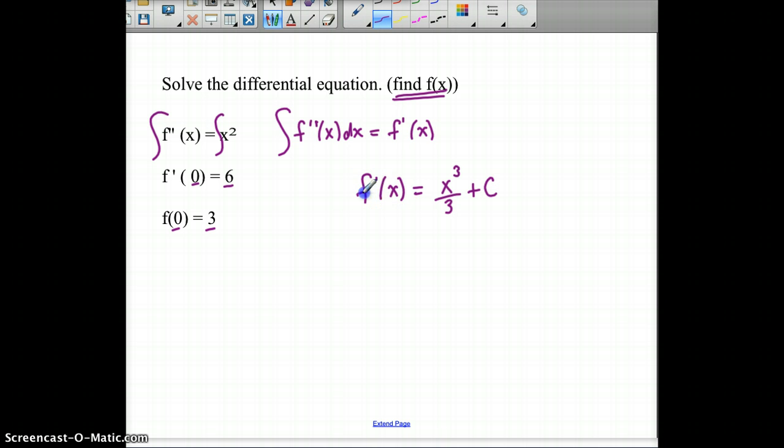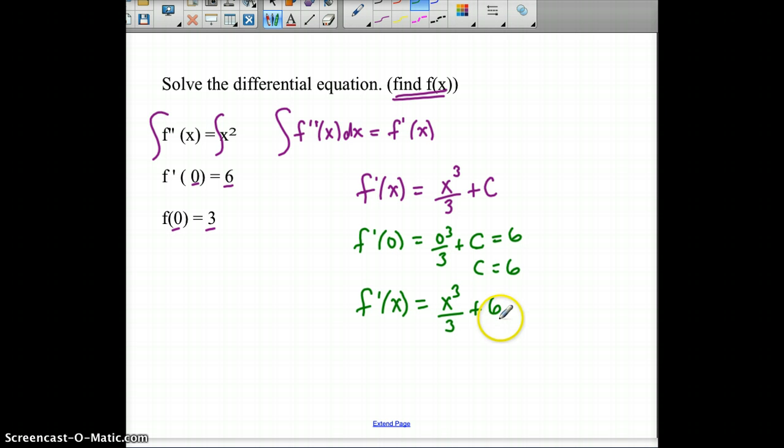So now we've got a function for the first derivative, but it's a family of functions because c could be anything. We do know that when x is 0 in the derivative, the y value is 6. So if I put 0 in here, that should equal 6. So then 0 cubed over 3 plus c equals 6, so c must be 6. So now I know my first derivative is x cubed over 3 plus 6. So now it's not a family of functions, it's the particular function.